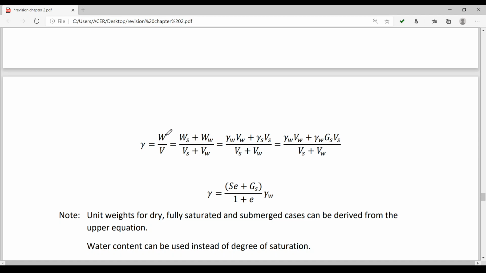So for your moist unit weight, that is equal to the total weight of your soil mass all over the total volume of your soil mass. The total weight of soil mass is composed of the total weight of your soil solids. Soil mass and soil solids are different. When you say soil mass, it also considers the water and air. When we say soil solids, we mean only the solid particles in the soil mass. So that is Ws plus your weight of water, all over Vs plus Vw.